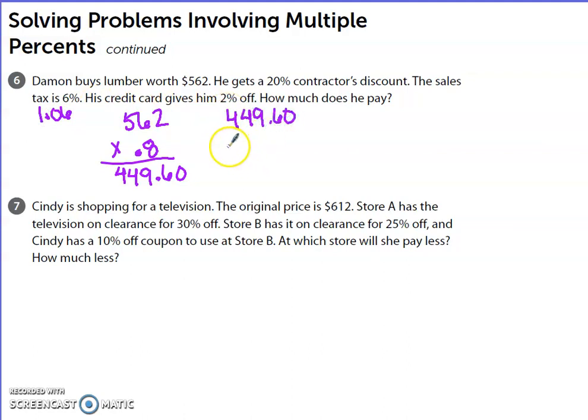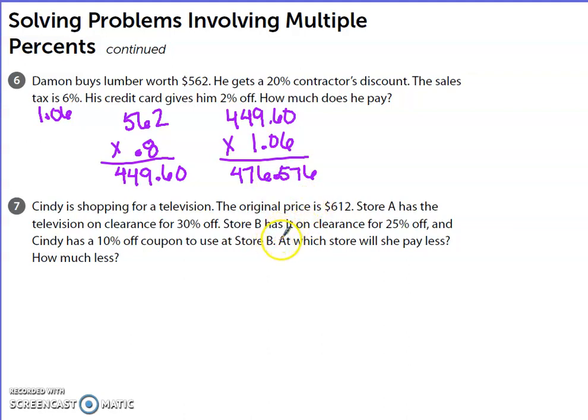$449.60 times that sales tax that he's going to spend. And he will have spent $476.567. And I know I just said round to the pennies, but let's finish the problem before we round.